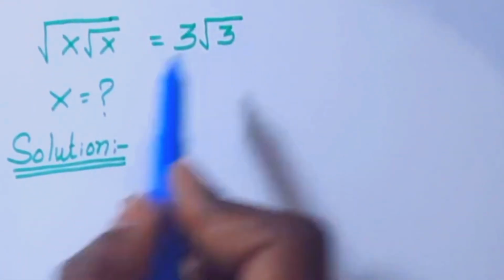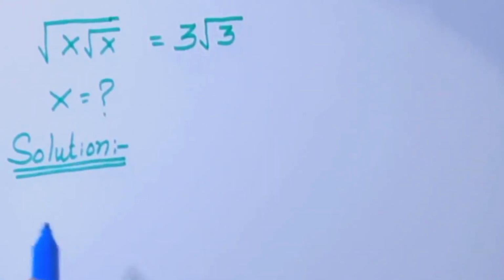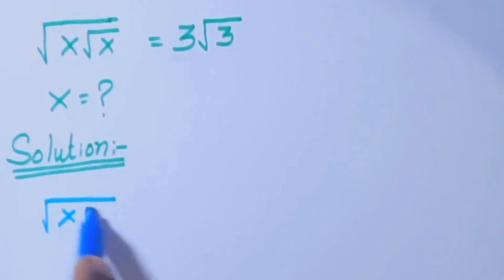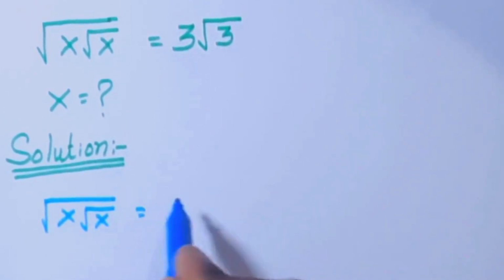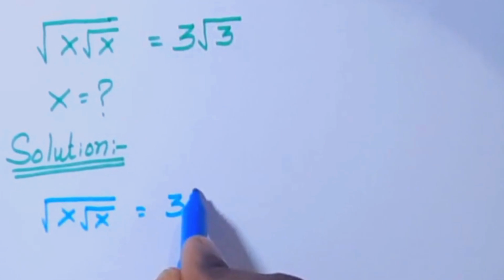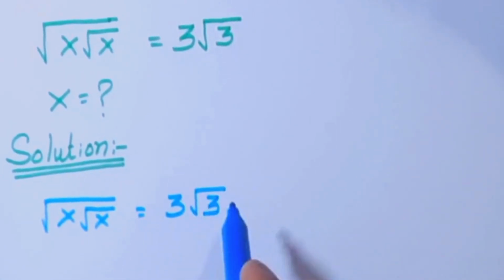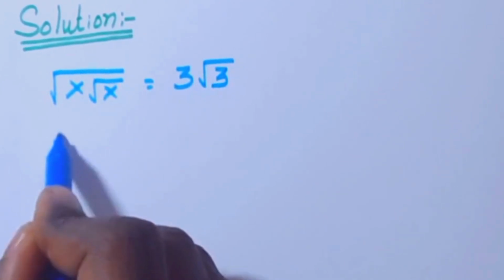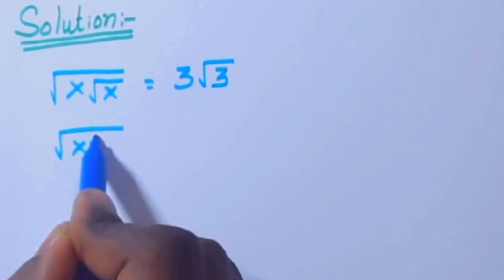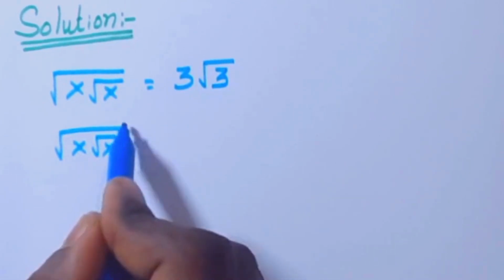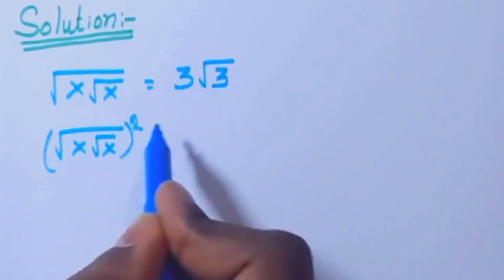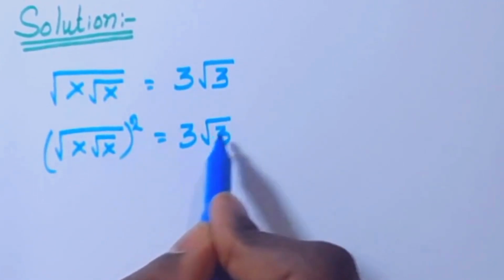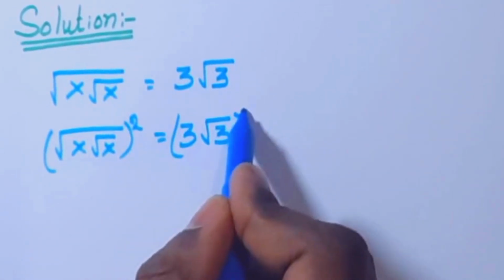Today we are going to solve this equation to find the x value. Solution: x√x = 3√3. We are going to take a square on both sides. So (x√x)² = (3√3)².